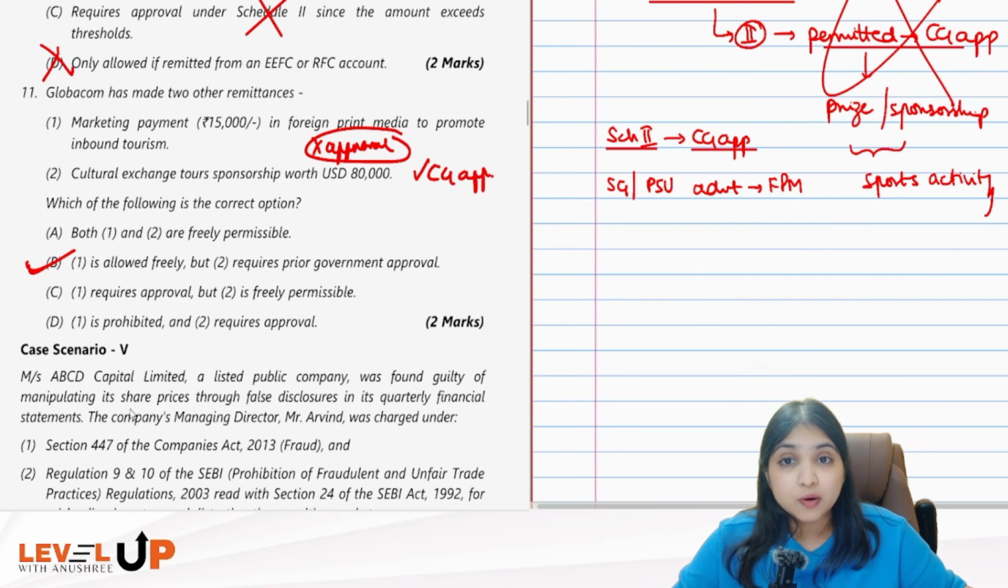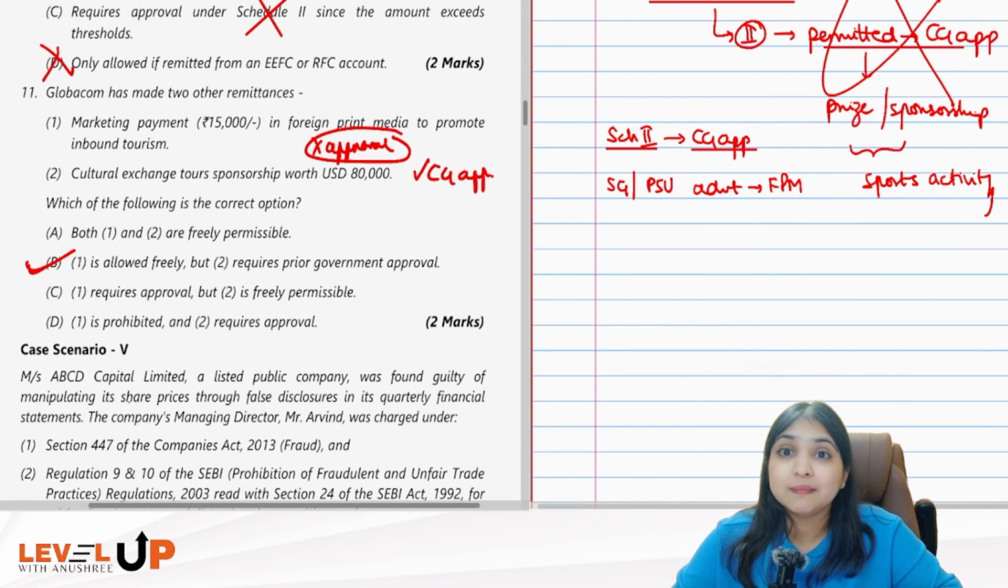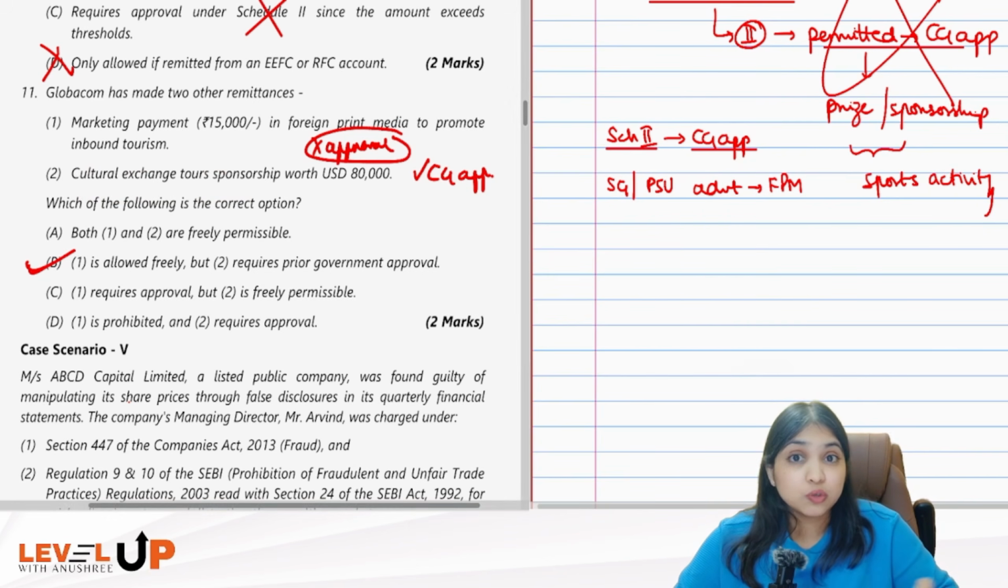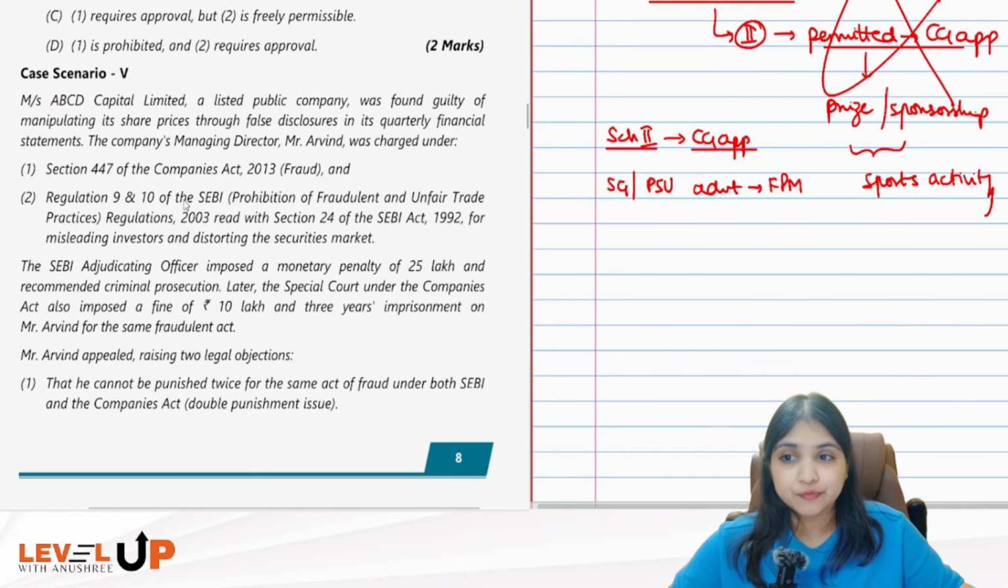Then we spoke about this marketing payment in foreign print media. Advertisement in foreign print media requires central government approval only if the entity is a state government or a state government's PSU. This is any other entity, so no central government approval is required. But for cultural tours, central government approval is required. Okay. Then come to your case scenario 5.